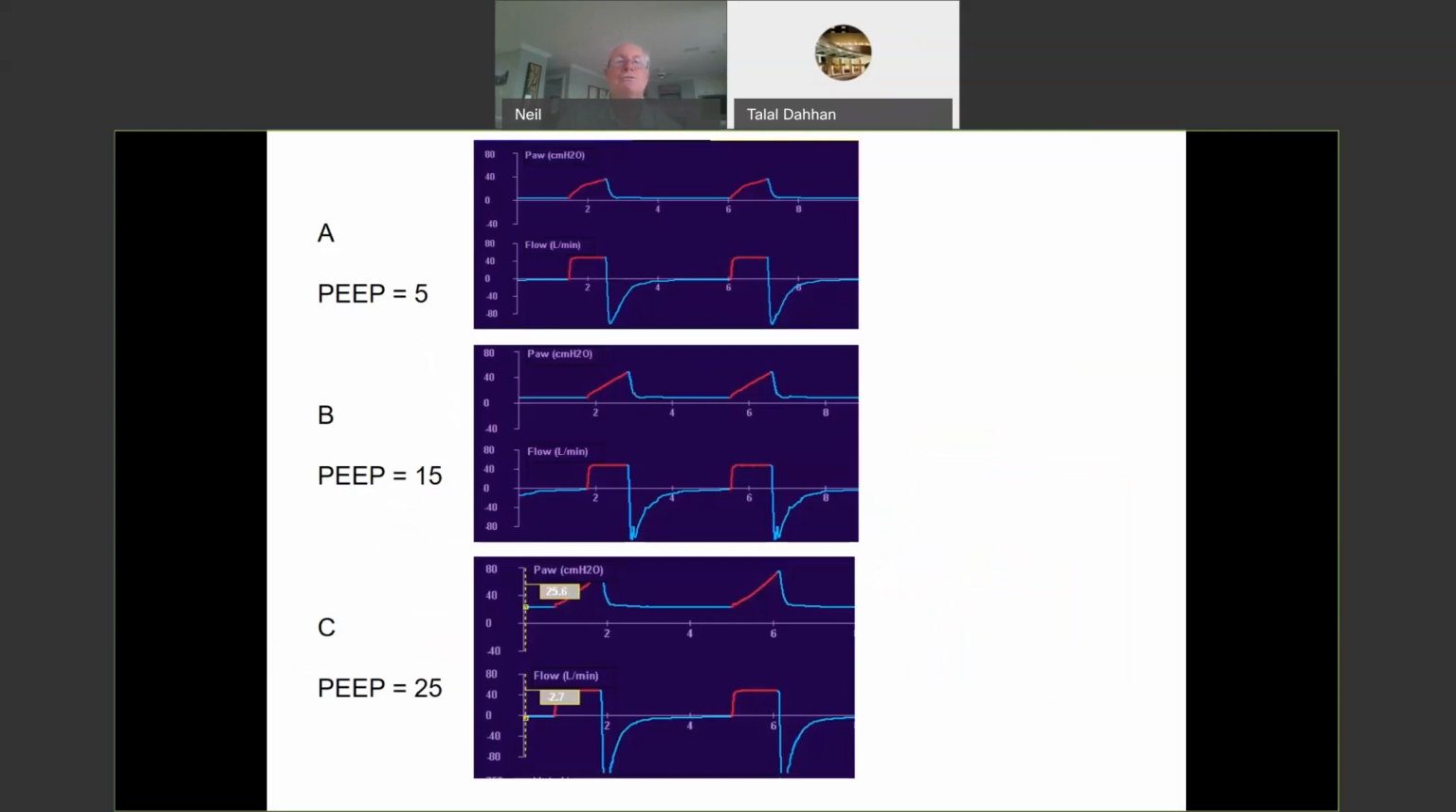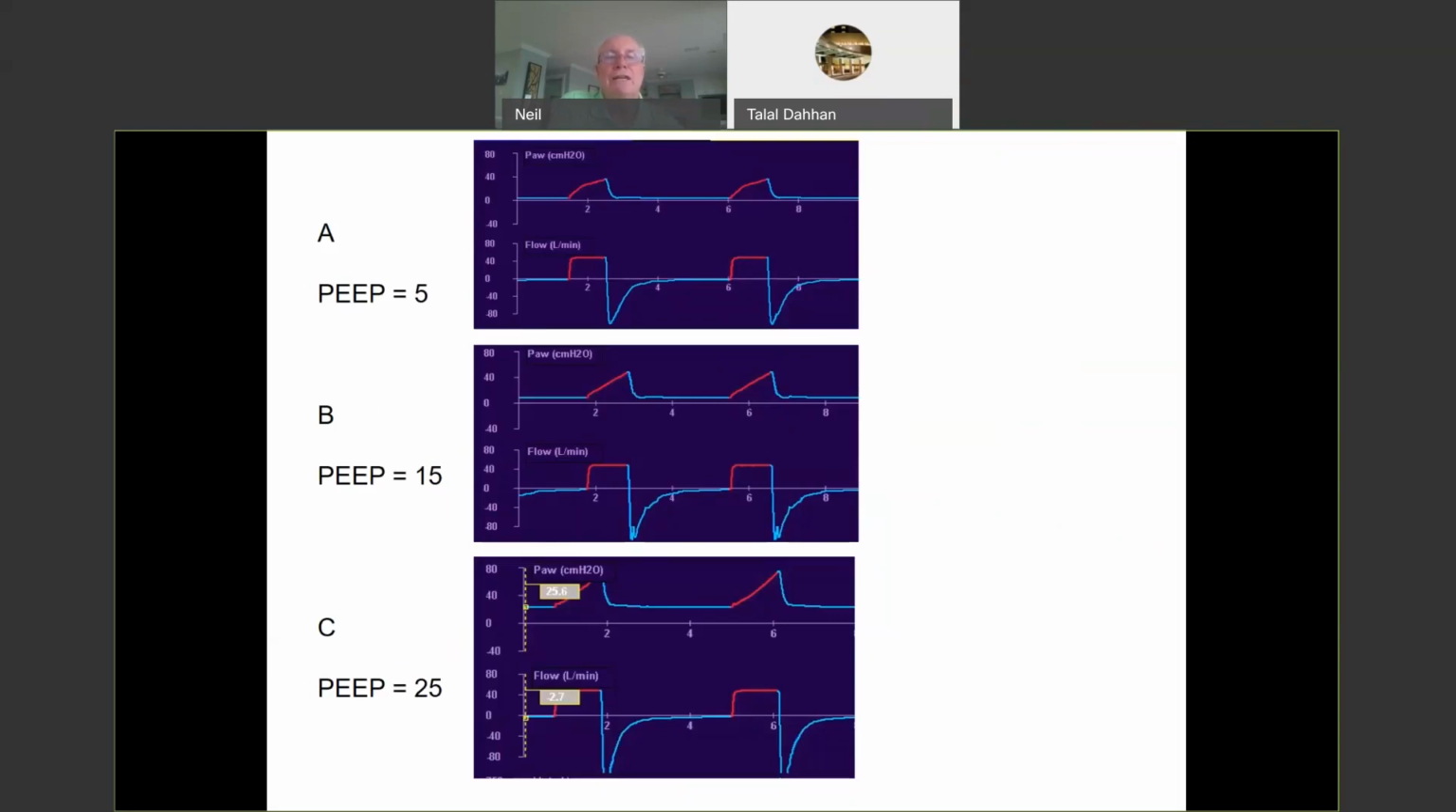Just to show you this works in real life, this is an animal study John Davies and I did a few years back, looking at the stress index while we titrated PEEP. And again, I have pressure and flow over time. As you can see in the top graphic, the curve is bending in a concave sort of fashion. It rises quickly and then the rise slows down. And this is, again, indicative of under-recruitment.